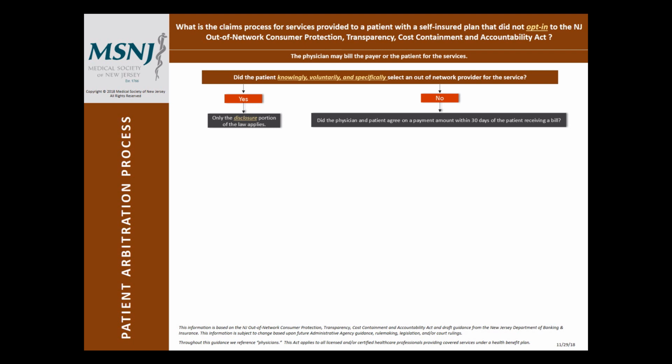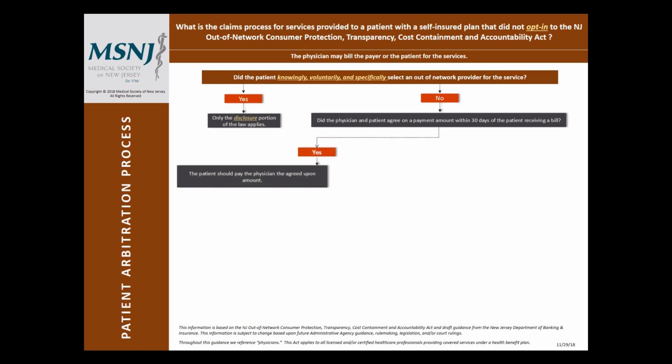Right. So when the patient does not knowingly or voluntarily select an out-of-network provider, we're really talking about emergent or inadvertent care. And that's really what the out-of-network law is trying to wrap its arms around. So this is a patient that you might get in an emergency room or on call, or see in a hospital that didn't have the ability to select you as a physician.